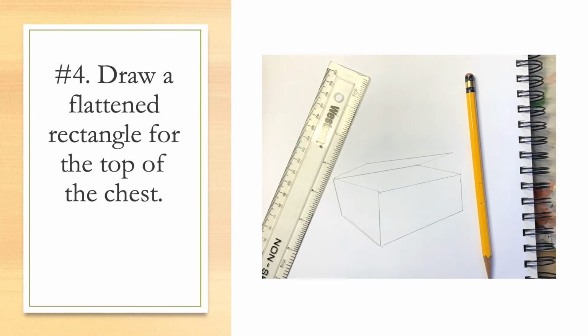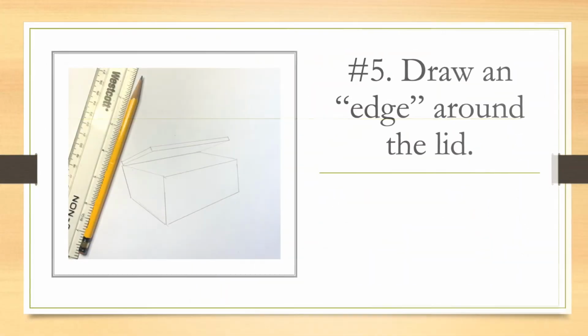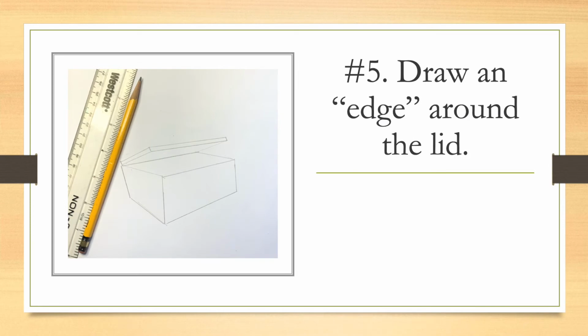Number 4, draw a flattened rectangle for the top of the chest. So it's almost like a skinny angled parallelogram. Number 5, draw an edge around the lid. So it's going to be like a lip, as if our treasure chest had a lip.